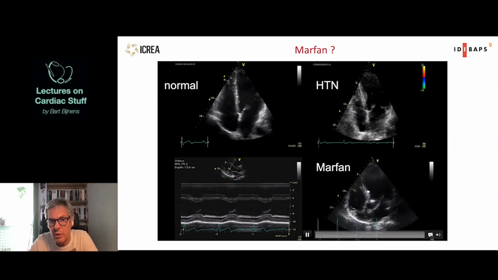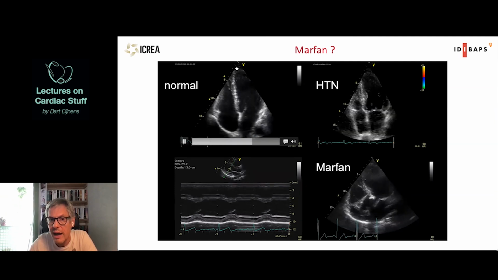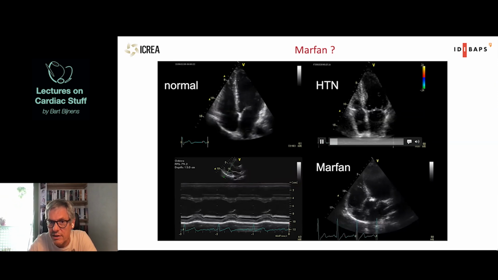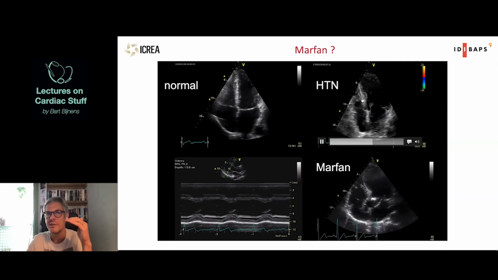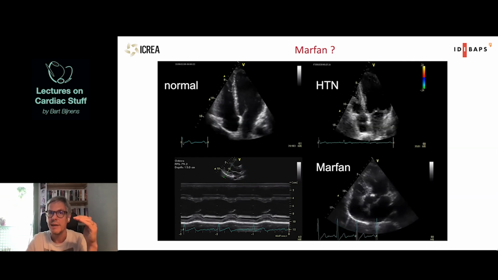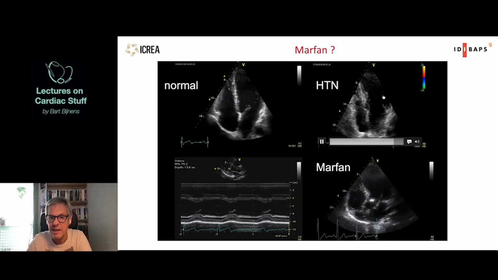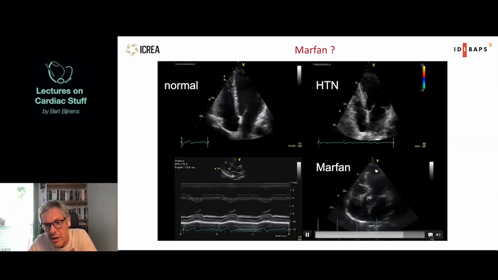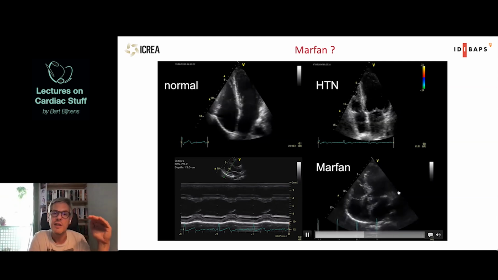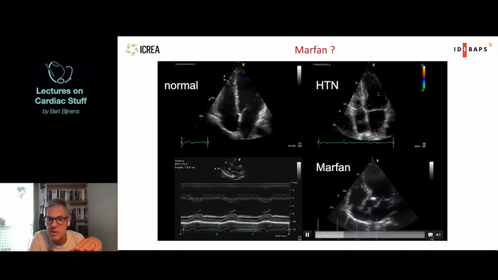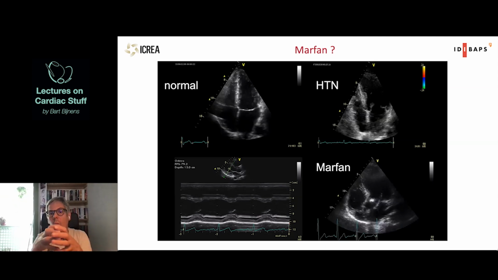When we look at this patient, so this is what I told you before already. You have a normal heart, everything is homogeneous. When you have hypertension, you start to get an increase in loading or increase in wall stress, which is much more pronounced in the basal septum because of the geometry of the ventricle, and you start to get hypertrophy there. And this is an example of a patient with Marfan syndrome. In Marfan syndrome, you have a genetic mutation that actually changes your matrix material.